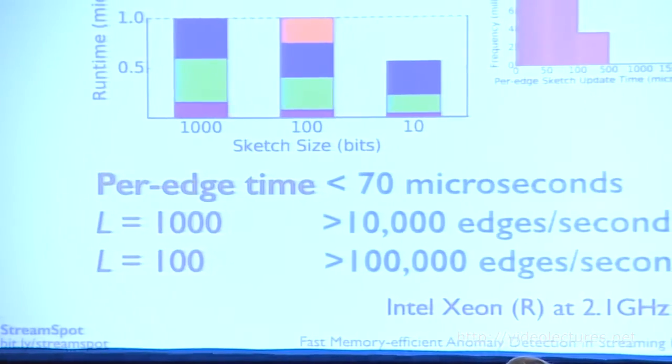And finally, when I look at the per edge running time for different sketch sizes, for a sketch size of 1,000 bits, we're able to process every edge in less than 70 microseconds. So we can scale up to 10,000 edges per second. If we go down to 100 bits per sketch, you get a processing time of over 100,000 edges per second. And this way, we can actually scale to a real stream of system calls on a host.